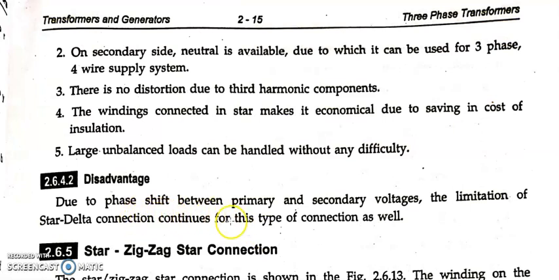Due to the phase shift, as I told you, you can't connect this transformer in parallel. So the limitation of the star delta connection continues for this type of connection. Whatever we have learned about the disadvantage of star delta is the same for delta star also. Due to the phase shift, parallel connection is not possible.